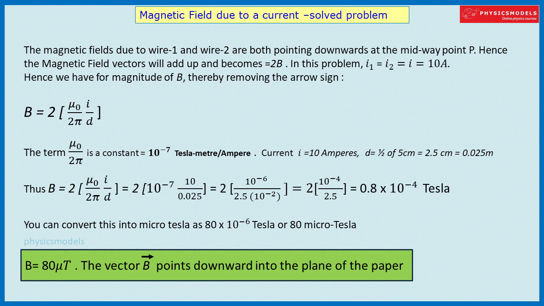So the answer would be the magnitude of the magnetic field, which is 80 microtesla, and the direction of the magnetic field is also part of the answer, and we have to say that it's pointing downwards into the plane of the paper. This is the solution.